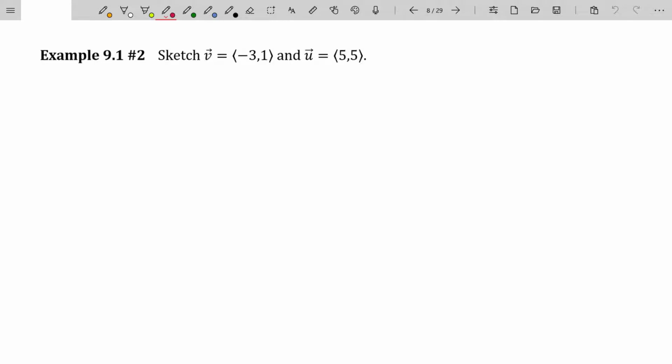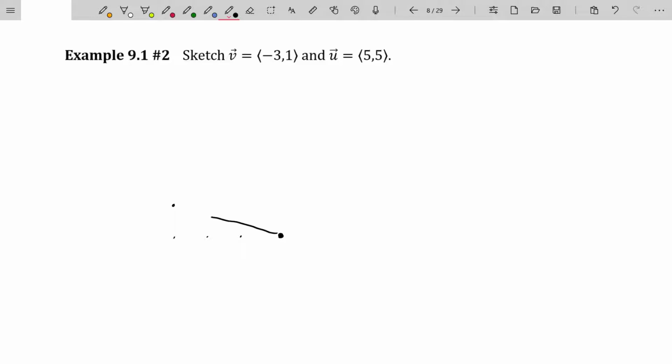And we'll get to that in a moment, but right now, we're just being asked to sketch a couple vectors. These vectors we're going to use throughout this lecture series. So vector v is -3, 1. So I'll just put the initial point here. I'll go back 1, 2, 3, and up 1. So this vector, which let's see if I can, yep, there we go. That's vector v. And vector u is 5, 5. Let's just plot a point there. We'll go over 1, 2, 3, 4, 5, and up 1, 2, 3, 4, and 5.